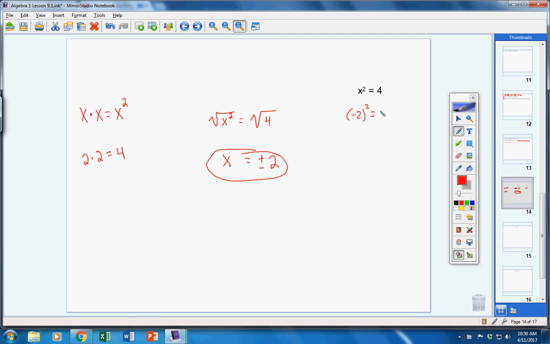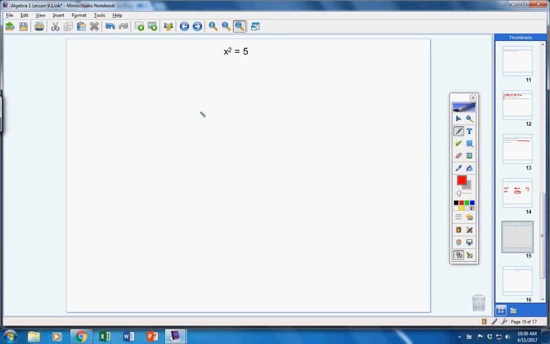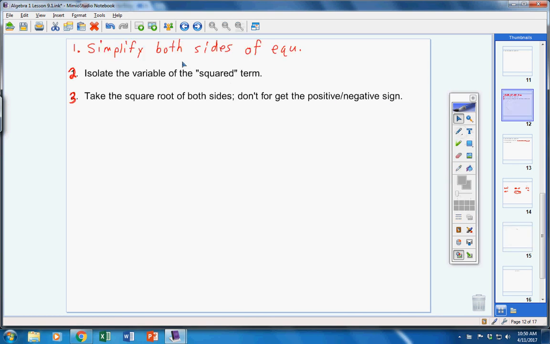Square it. And what do you get out? 4. So there's your two answers for the equation. Let's try another one. If I go too fast, pause the video. If you feel really confident, go ahead and write the problem down and you can try it on your own, okay? Alright, step 1 is simplify both sides of the equation.